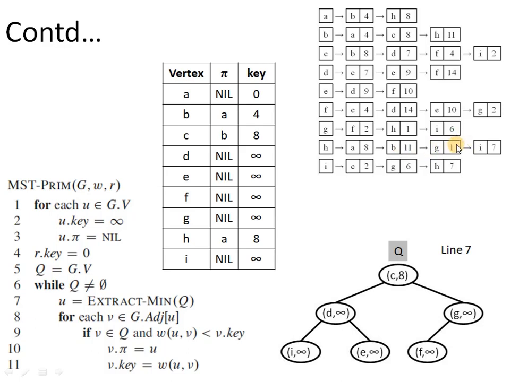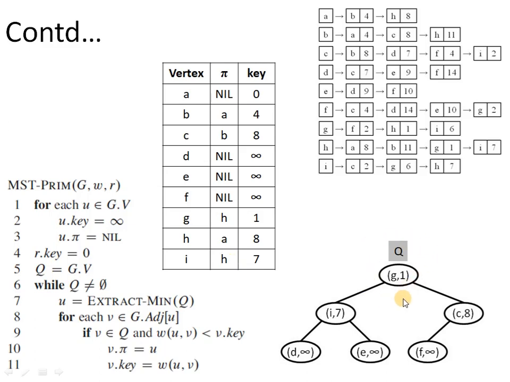Then we have G, whose weight value comes out to be 1. So we will update this G comma infinity to G comma 1, and accordingly the pi attribute corresponding to vertex G will be updated to H. Next we have I, again infinity and 7. 7 is less, so the corresponding update for the vertex I will take place, and the pi corresponding to vertex I will be updated to H.